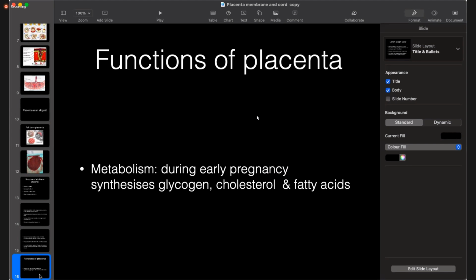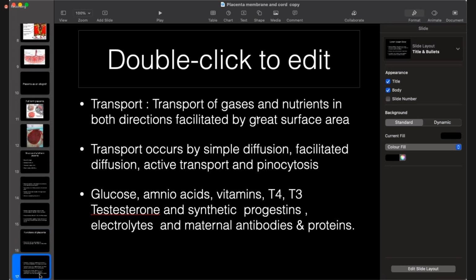Okay. Apart from this exchange, metabolism is one of the key functions. In early pregnancy, the placenta synthesizes glycogen, cholesterol, and fatty acids, and transports gases and nutrients in both directions, because it has a large surface area because of these cotyledons.